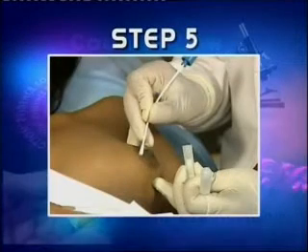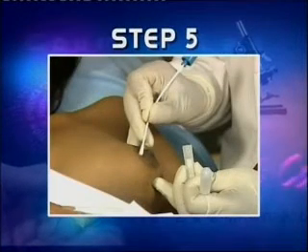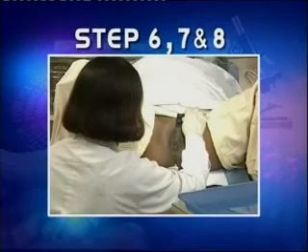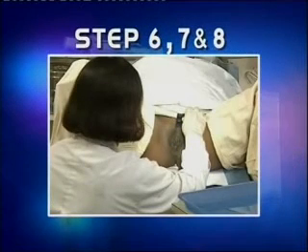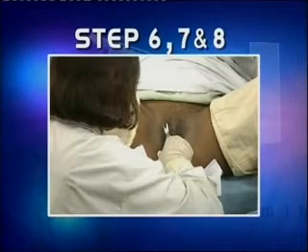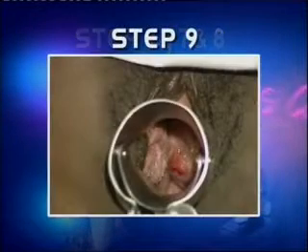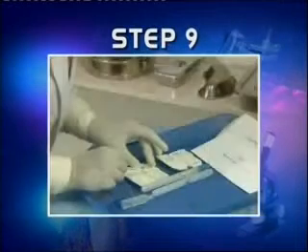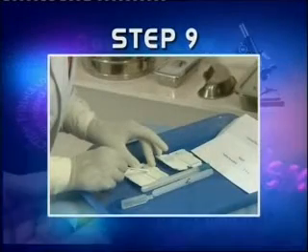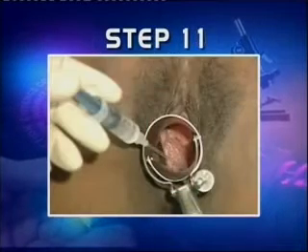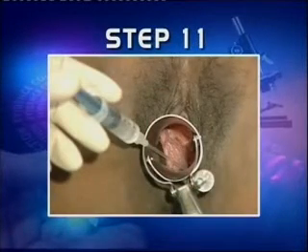Step 5. Collect secreted test swab from victim's breast if oral contact occurred. Step 6, 7, 8. Collect, comb, clip matted hair samples with the enclosed scissors. Step 9. Perform a pelvic examination using a speculum and collect wet slides and swabs. Step 10. Collect cultures. Step 11. Collect washings of the vagina.